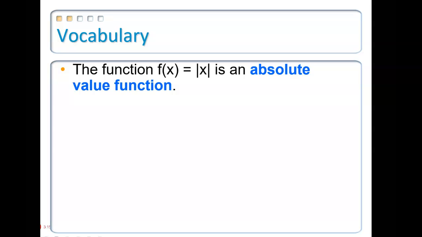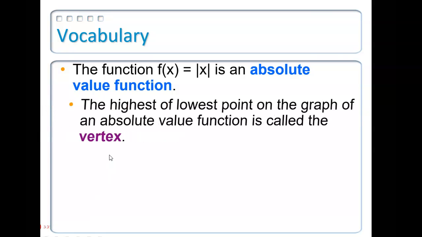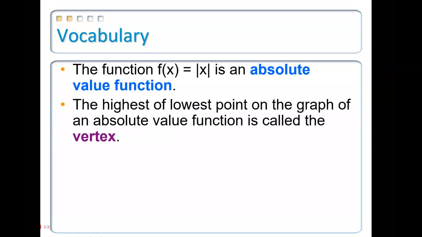So the function f of x equals the absolute value of x is known as the absolute value function. It is also known as the parent function. The highest or lowest point on the graph of an absolute value function is called the vertex.